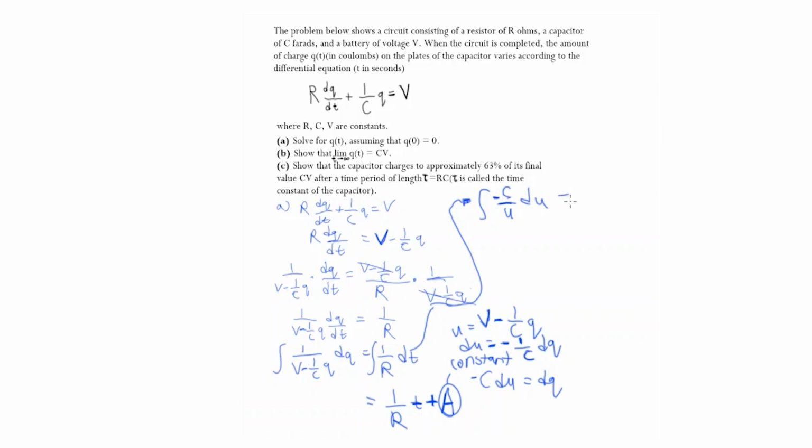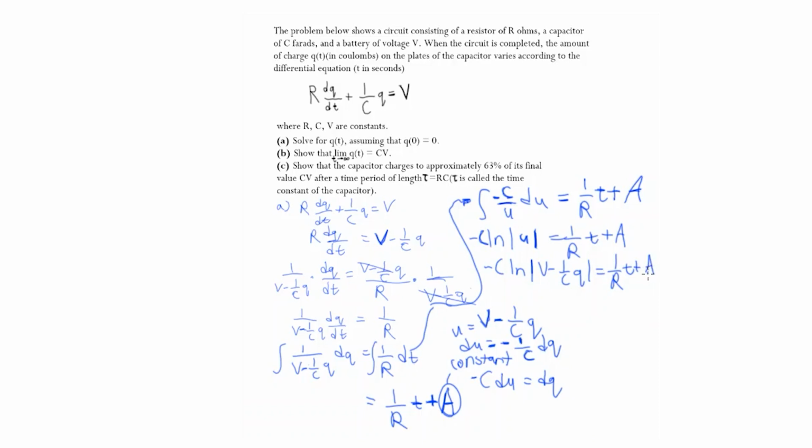Okay, so this is what it looks like right now. Next, we take the integral of this. Negative C is just treated as a constant. The natural log of the absolute value of u is equal to 1/R t plus A, but we have to replace u with what we substituted out earlier. So u will be replaced with V minus 1/C Q, which is equal to 1/R t plus A.